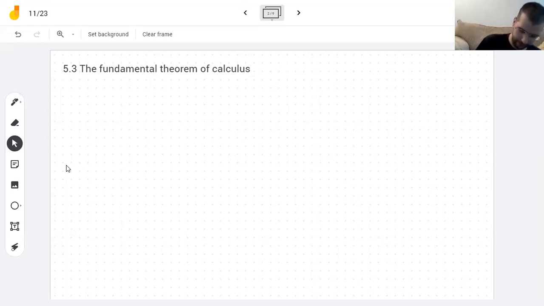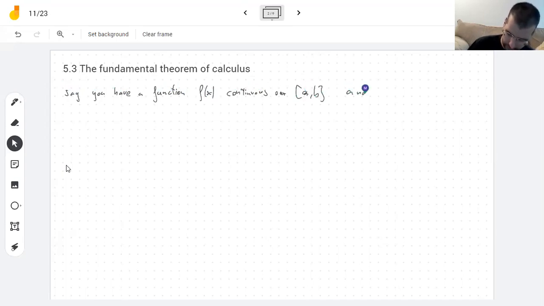So you have a function, continuous on [a, b], and differentiable. Well, I don't need it to be differentiable. So then I'm going to say that the integral and the derivative are opposites.